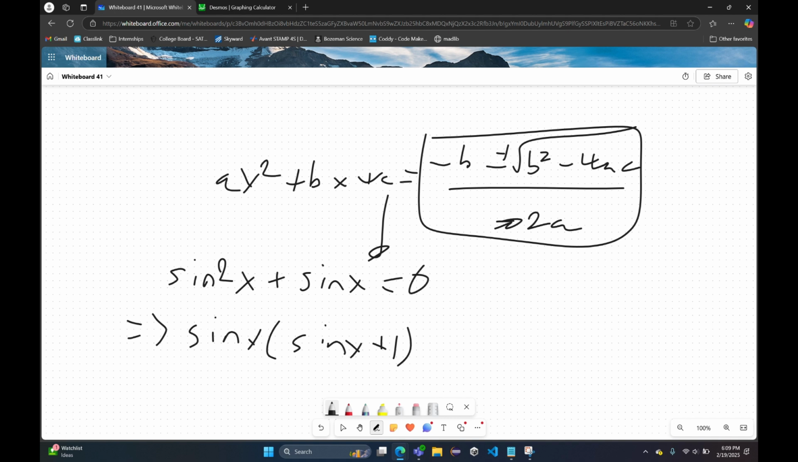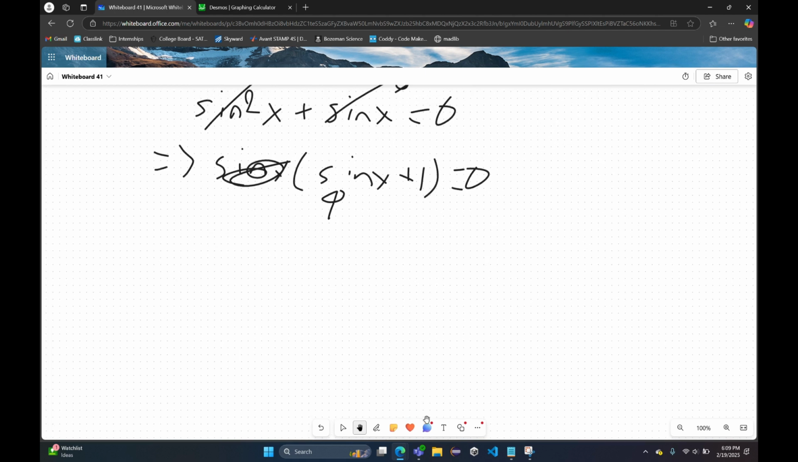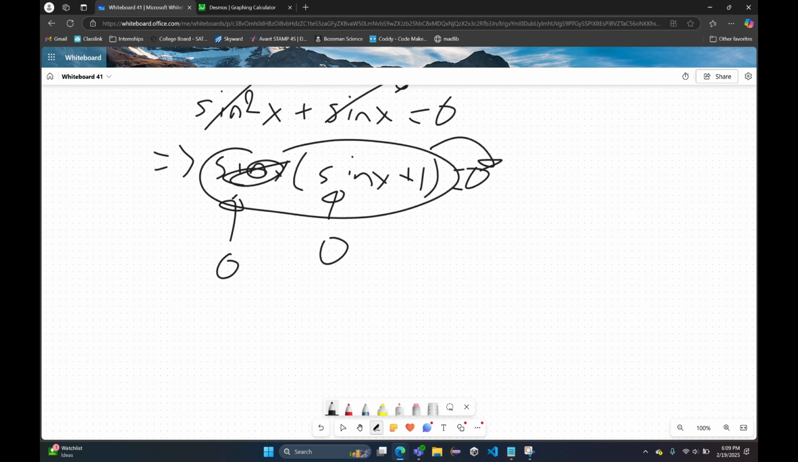And if this equals 0, don't make the mistake of just canceling a sine x out, because then you're just left with sine x plus 1, and you're going to start solving for that. And yeah, you're going to have one correct solution, but you're going to miss out on this other correct solution. Because the truth is, if this is 0 or this is 0, since we're multiplying them together, both of them can lead to the correct answer.